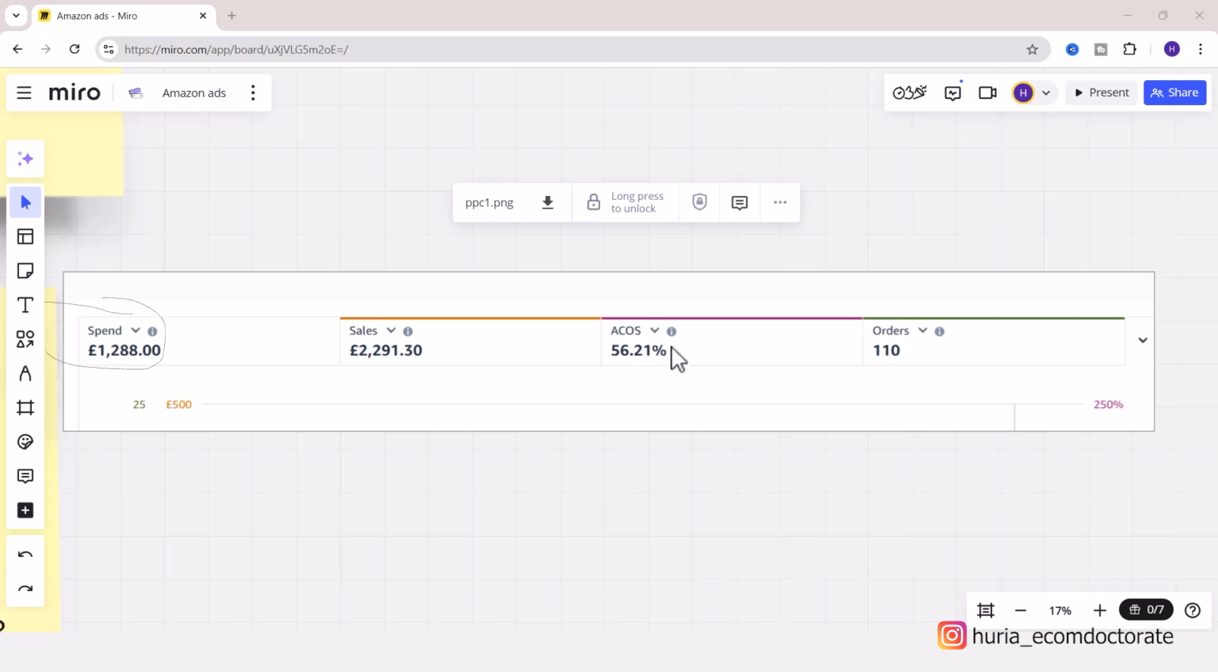And I'm not saying this is not high. It is high, but I am aware this is high because this product is still not ranked for most of the keywords, and I know this ACoS will go down with time. What I'm more concerned about is my TACoS. So that's the one I keep an eye on.